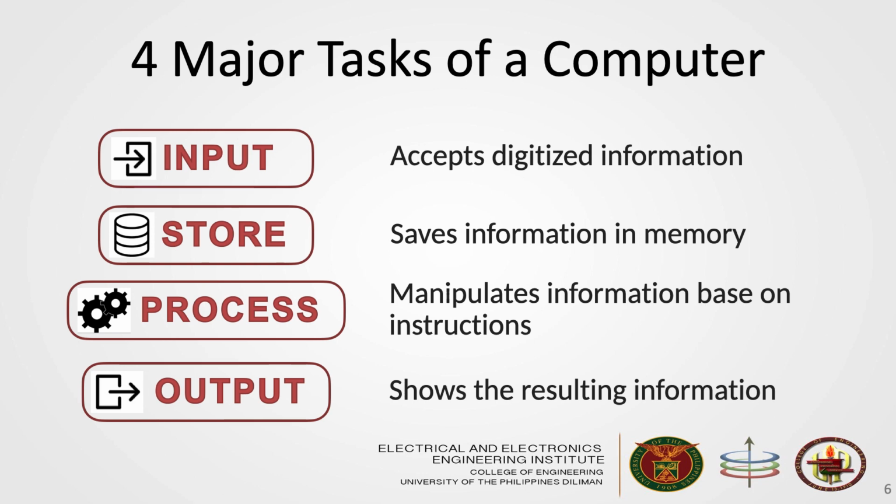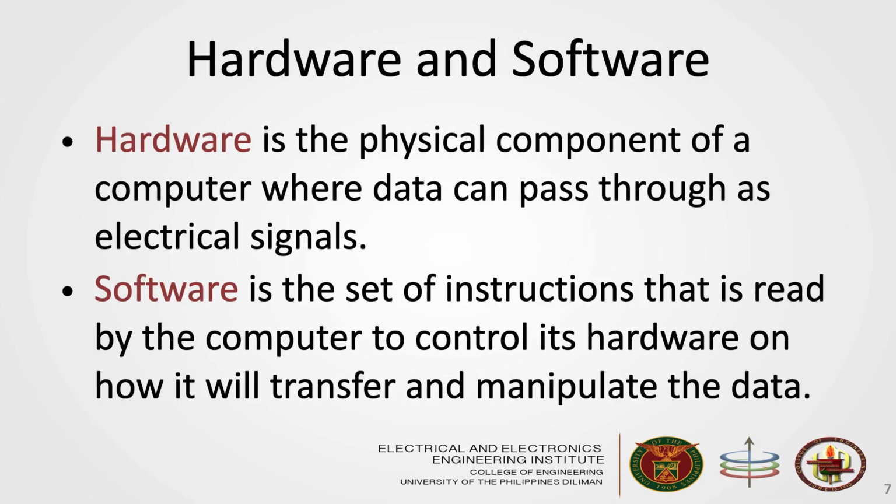So how does a computer do these tasks? To be able to do these tasks, a computer needs hardware and software. Hardware is the physical component of a computer where data can pass through as electrical signals. Any part of a computer that has circuits, chips, wires, plugs, speakers, etc., and all the parts of a computer that you can touch and see are its hardware.